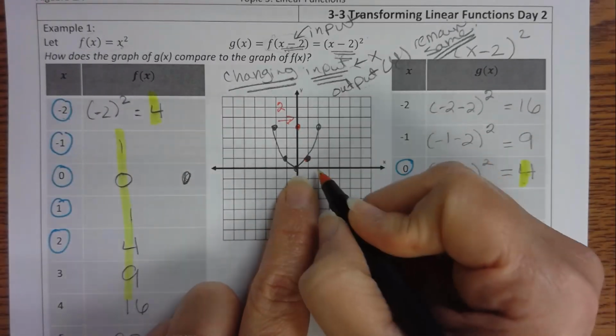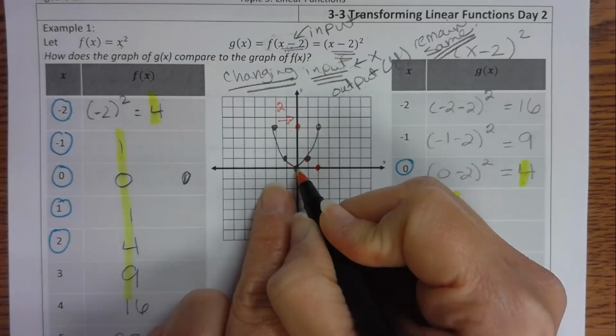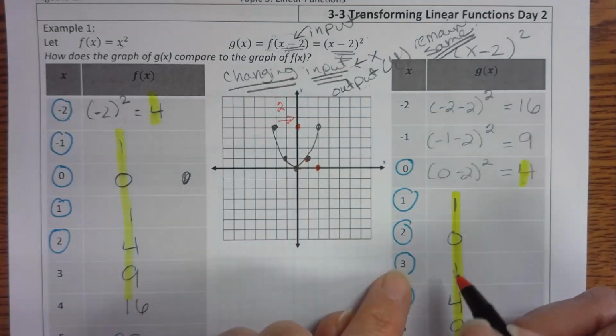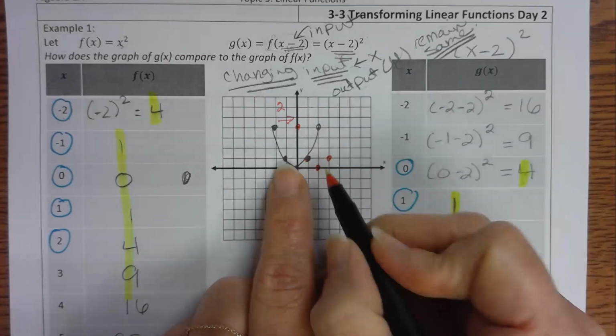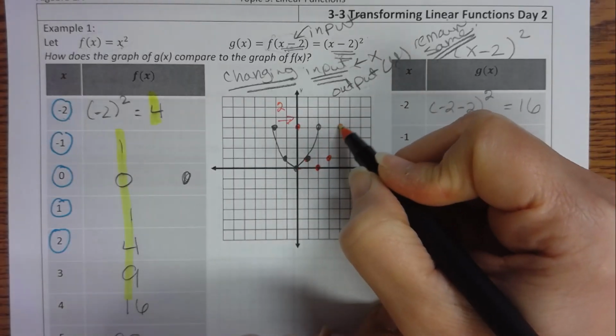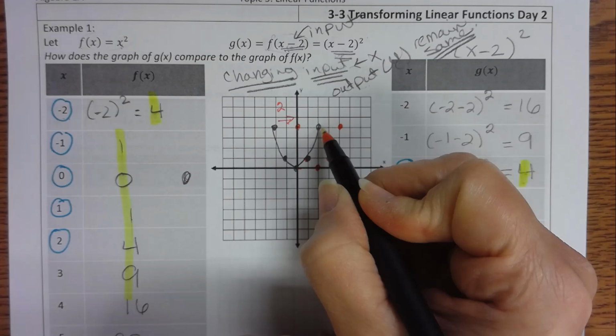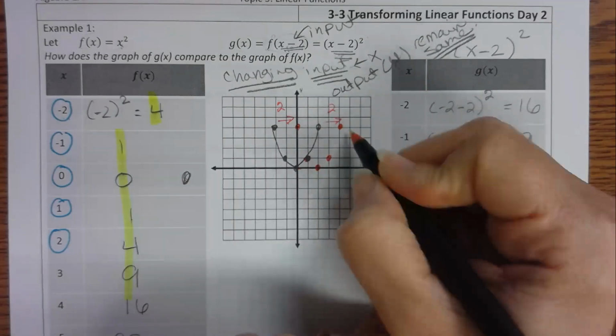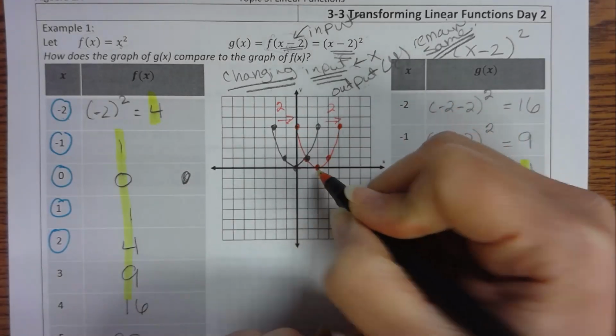Let's do 2, 0. Where's 2, 0? This point went 2 to the right. Okay, 3, 1 right here. This point went 2 to the right. And then 4, 4. This point went 2 again to the right. This is my transformed function.